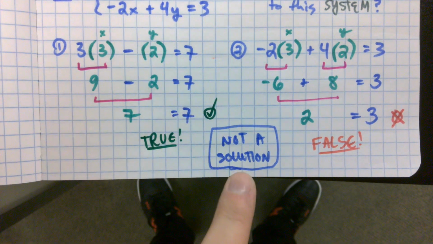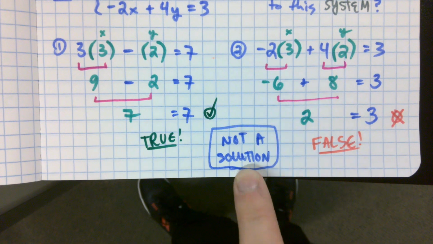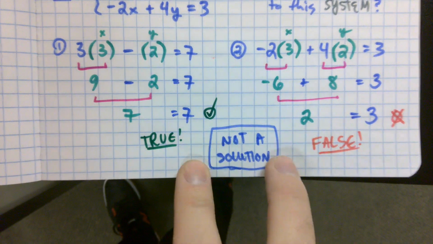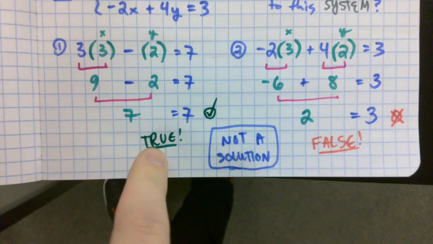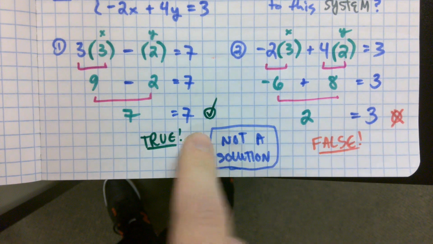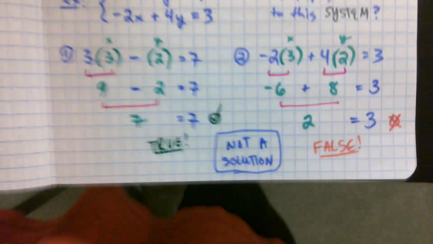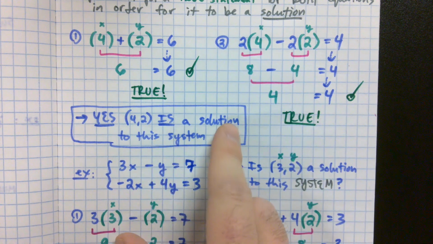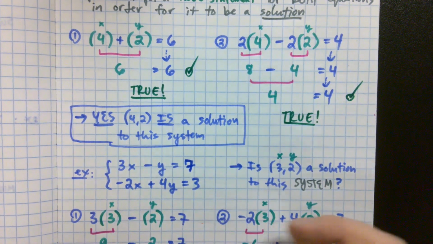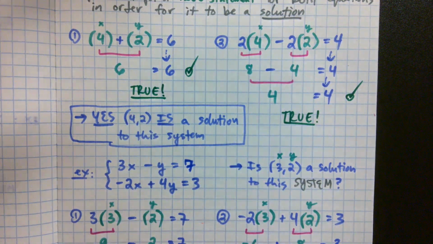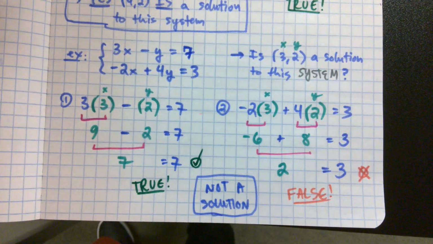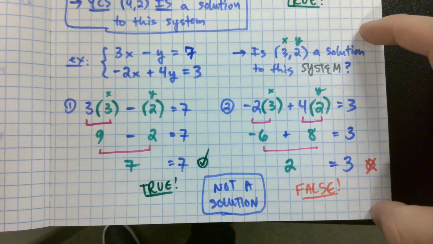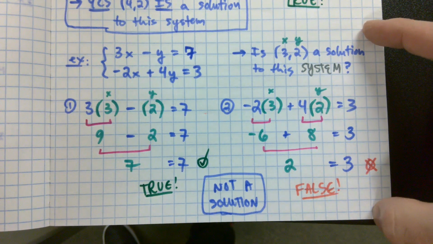So I do want to see you say not a solution as opposed to just saying no. Yesterday it was fine, but today let's be a little bit more specific. If you get a true and a false, say not a solution. If you get a true and a true, just say is a solution or yes a solution. Anything that indicates that you know we're talking about solutions, because that's going to come into play later. Questions I can answer about this second example here? Most of us got it.